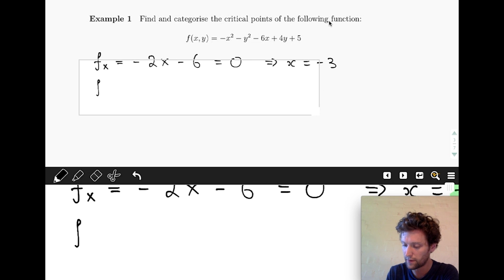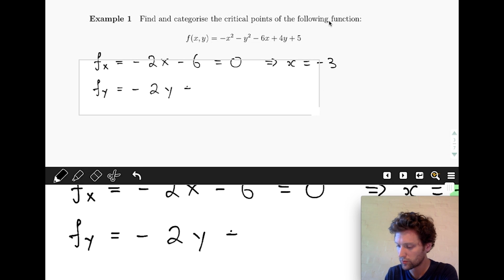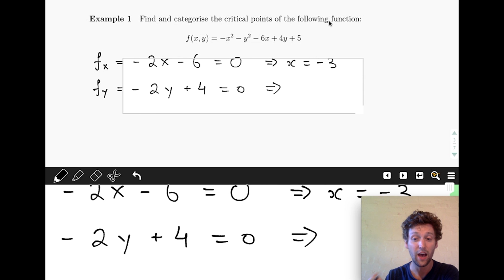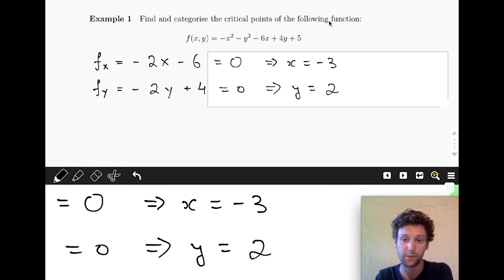I also need to find the first derivative in the y direction, and also set that equal to 0. Look for where the slope in the y direction is neither increasing nor decreasing. Again, I get an equation for y, which I can solve to get y is equal to 2. So you see, I get x is equal to -3, y is equal to 2, and so I get the point (-3, 2).